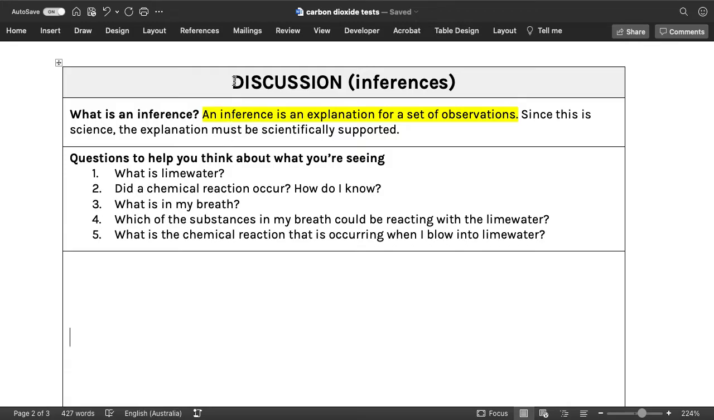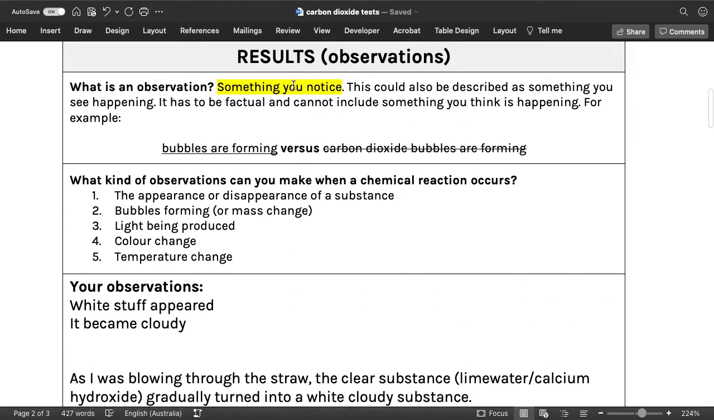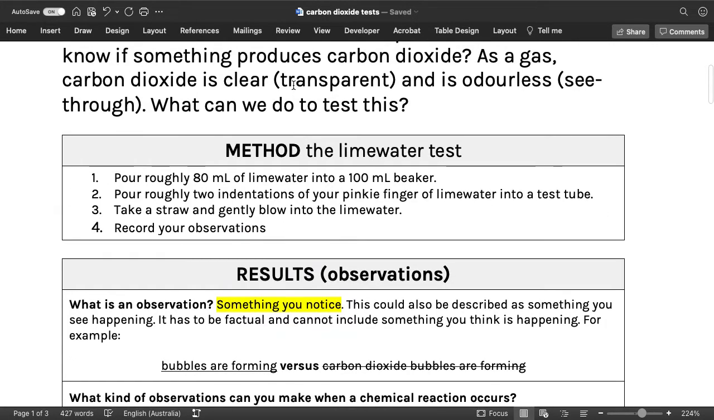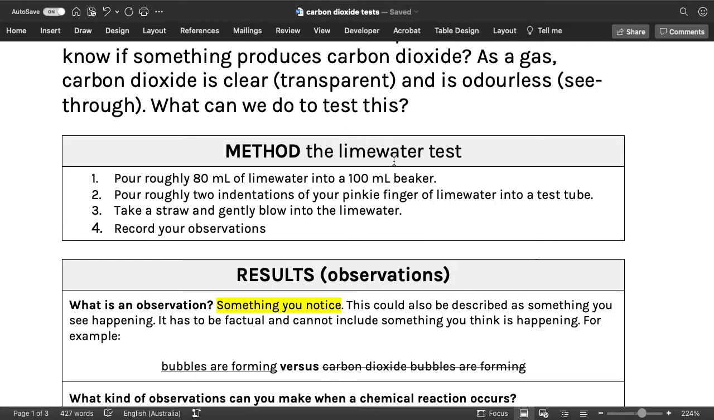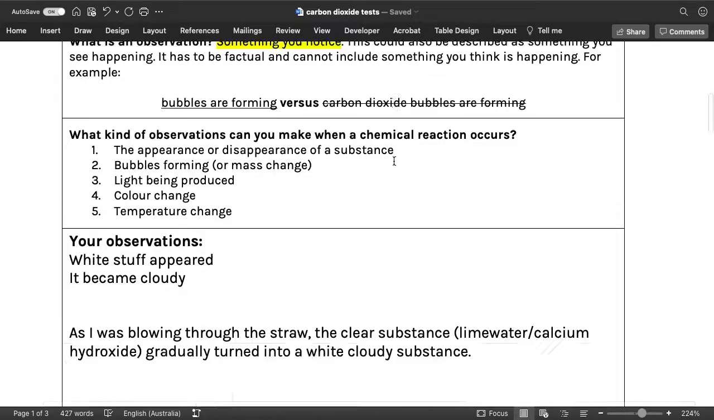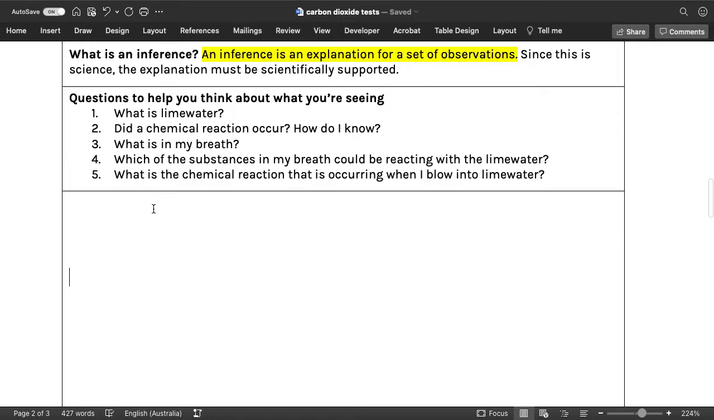Questions that have to do with the discussion for the experiment where we were looking at the lime water. Okay? All right. So these questions here are designed to help you think about what you're supposed to be doing when it comes to your discussion section of your experiment.